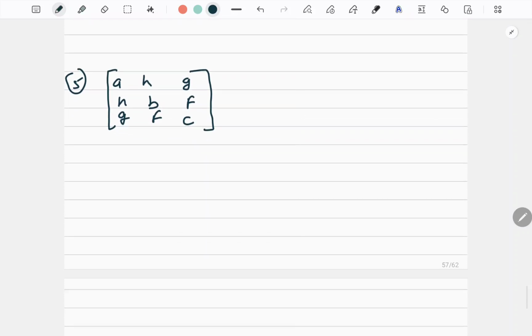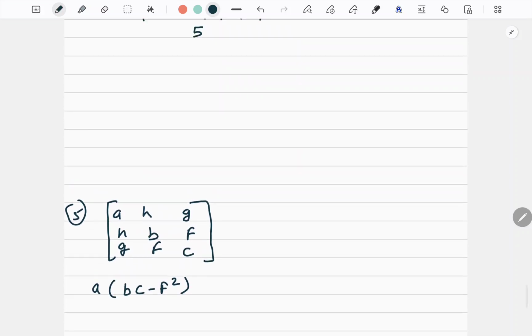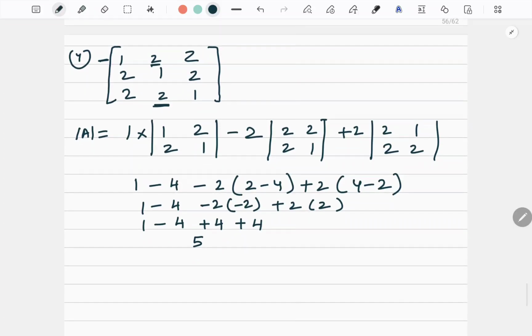Now let us go to the next question. This is again like a formula which I have given you. abc minus f squared. See, you can do it directly. If you don't want to write this determinant, you can directly do it. How do you do it directly? First number is 1. Then in bracket, this into this minus this into this. So 1 minus 4. The center one is minus 2. Then this minus this, so 2 ones are 2 minus 4.